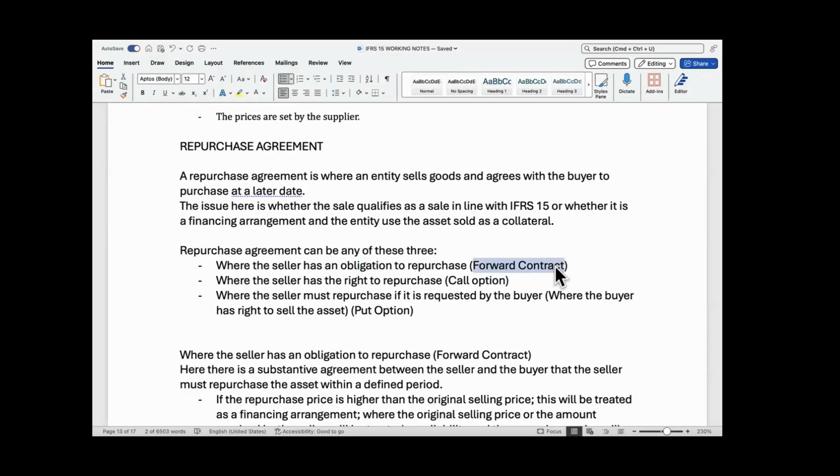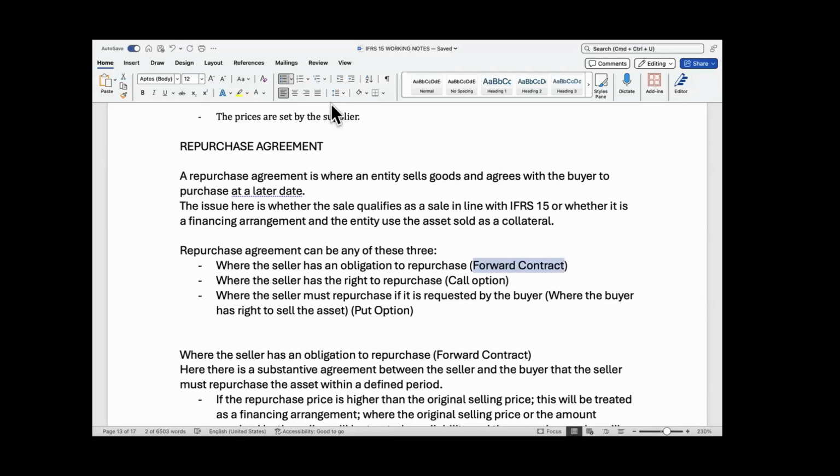You cannot avoid it. Number two is where the seller has the right to repurchase. In this case, it is a right you have. You can decide to exercise that right, or you can decide to decline your right and not exercise it. Whatever the case, that will help us accountants in making decisions as regards how we account for this transaction. But where the seller has the right to repurchase, that is a call option, a right to buy.